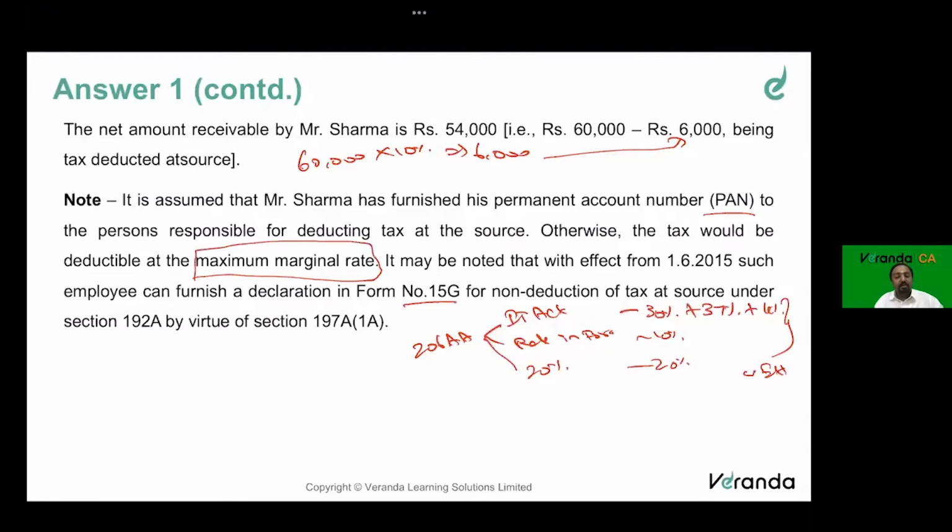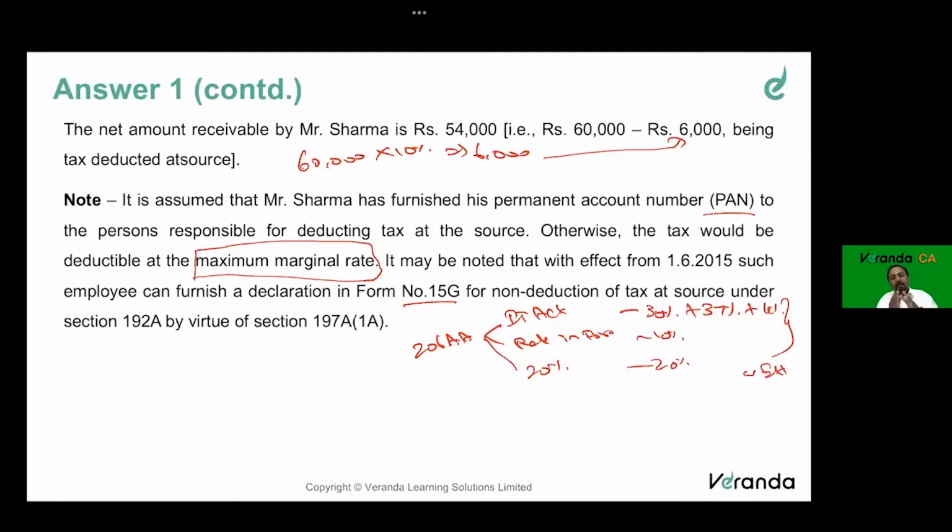So this is an additional point that we can include in the answer to convey to the valuer that you have understood the provision as much as one could understand. So that's what the valuer expects out of you. It is the understanding of that particular provision. So that is about question 1.